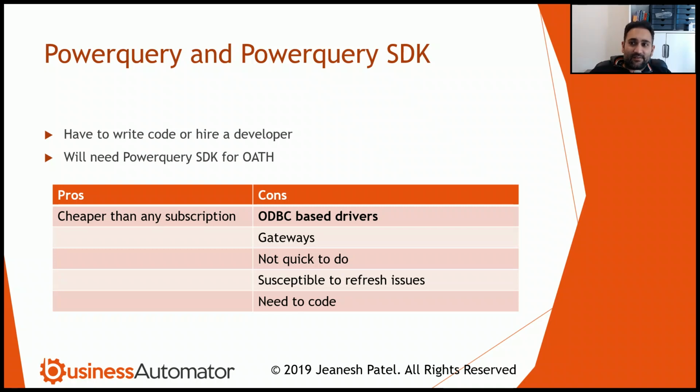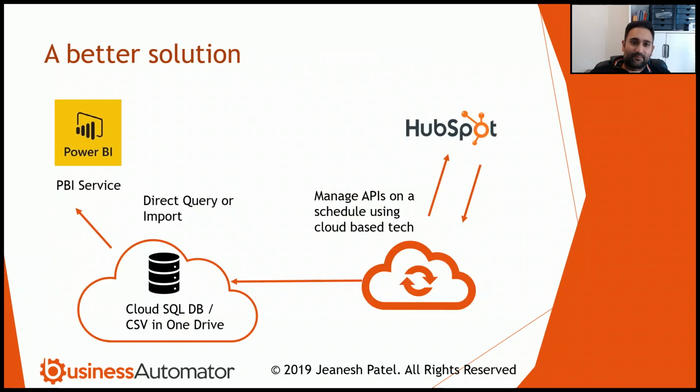So I've devised a better solution, and it's this. What I think is a better solution is you do everything in the cloud. You don't do anything on a local machine. By cloud, I mean serverless technology. Here, you set up serverless technology to make and manage API calls on a schedule, against whichever app you want to request data from. So this will make your REST API calls, and you'll also manage your OAuth within the cloud.